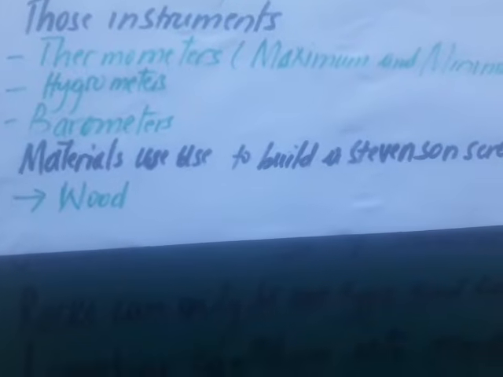We look at the materials we use to build that Stevenson screen. When you want to build a Stevenson screen, there are some important materials that we need. We use wood, and remember that the wood must be painted a white color.